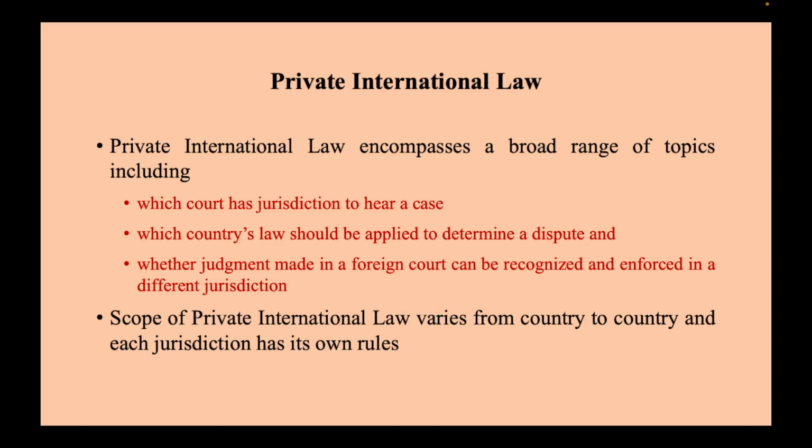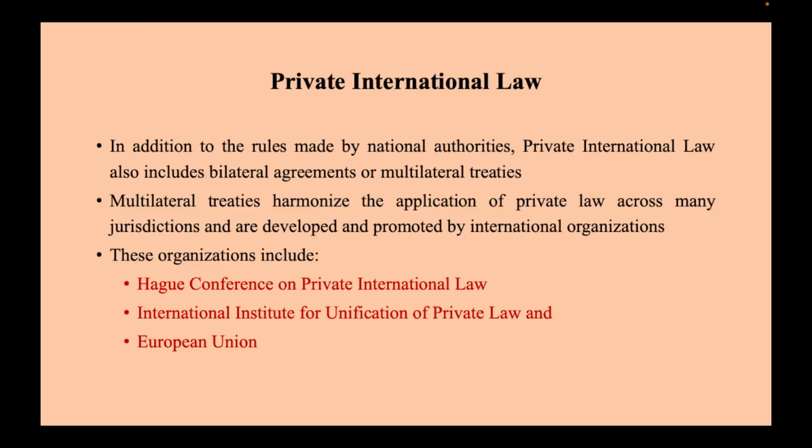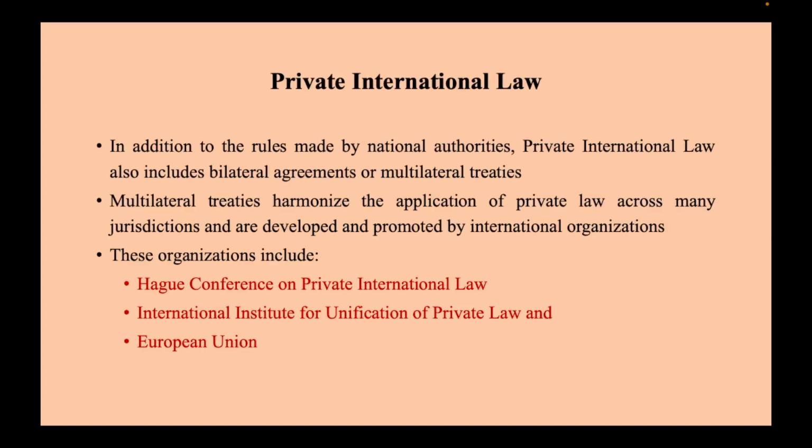Private international law not only includes rules made by the national authorities, but also includes rules agreed between different states in the form of bilateral agreements and multilateral treaties. Multilateral treaties provide for uniform application of rules across many jurisdictions. These are developed and promoted by international organizations like the Hague Conference on Private International Law, the International Institute for Unification of Private Law, and the European Union.